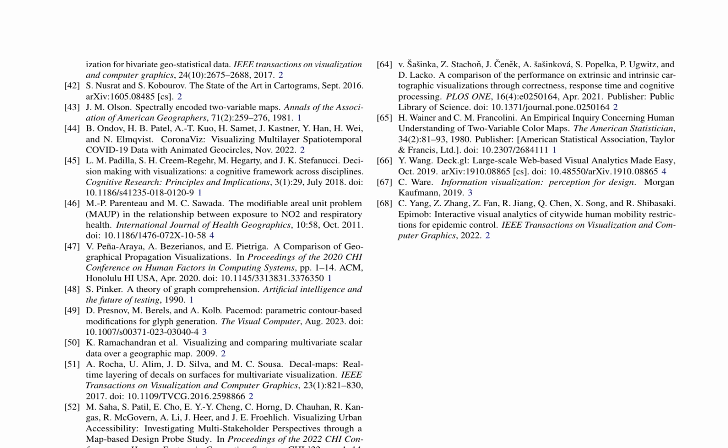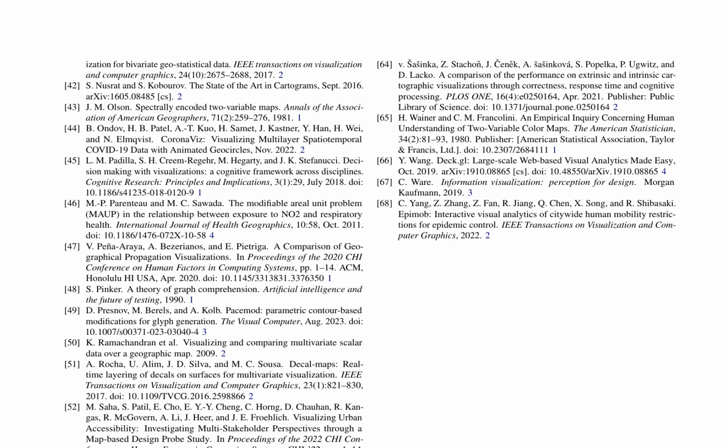Geographic data visualization is a crucial aspect of understanding complex spatial relationships. This field encompasses various techniques, including bivariate geostatistical data visualization, cartograms, and multivariate scalar data visualization over geographic maps. Bivariate geostatistical data visualization involves the representation of two variables, such as temperature and precipitation, across a geographic region. This type of visualization enables researchers to identify spatial patterns and correlations between the variables.